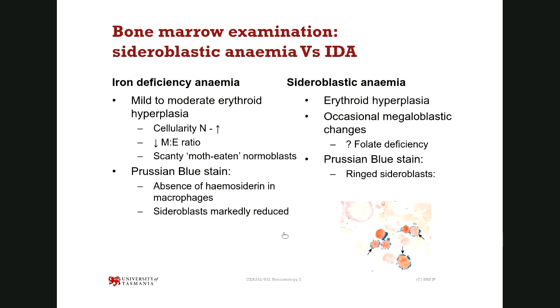So bone marrow examination, as I said, is the diagnostic tool for sideroblastic anemia, and you're looking for these ringed sideroblasts. And of course, we do see the sideroblasts in iron deficiency anemia, but they're markedly reduced, as you can see. Usually you'd get only one or two little dots of iron around a nucleus, but with sideroblastic anemia, you get a lot, as you can see here. And that's the defining feature.